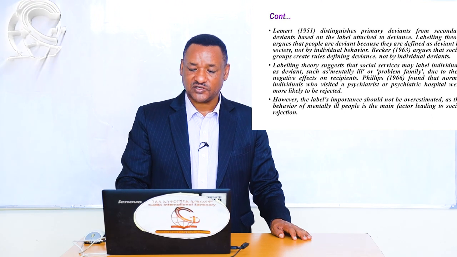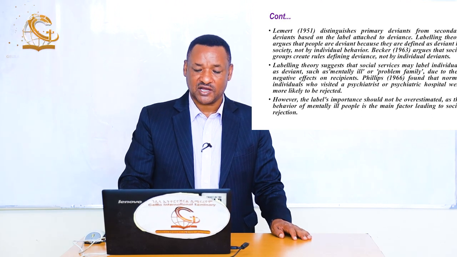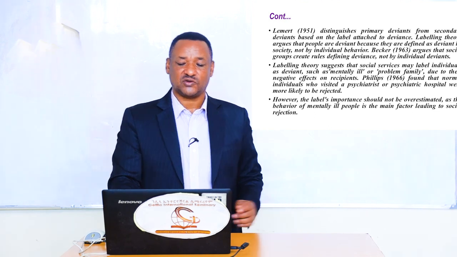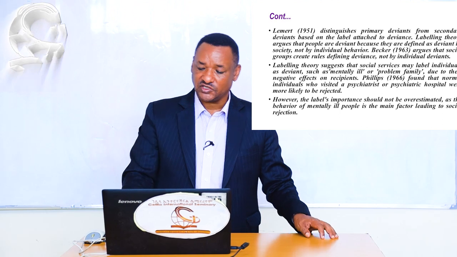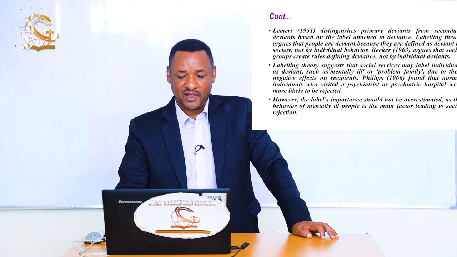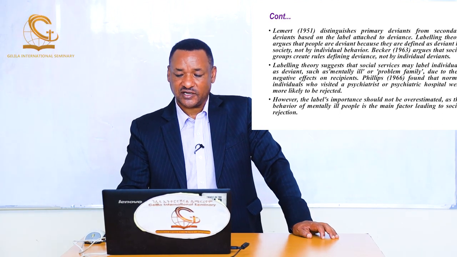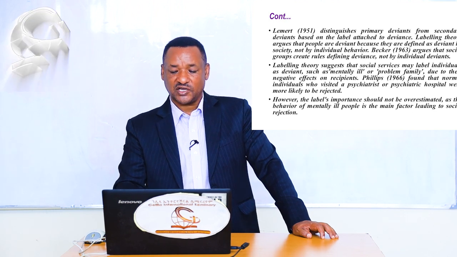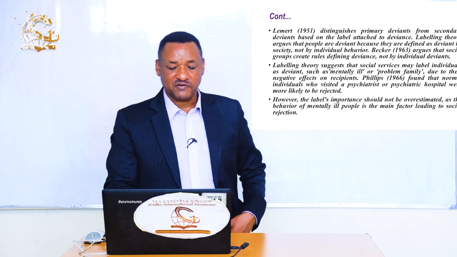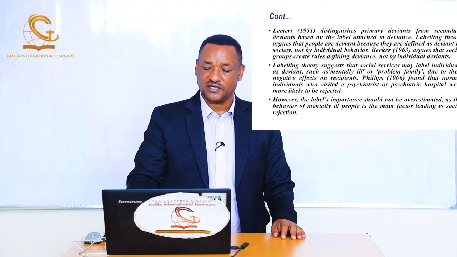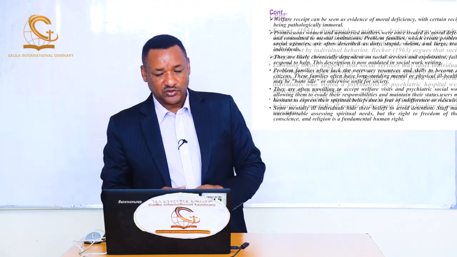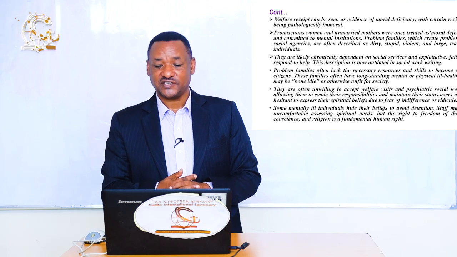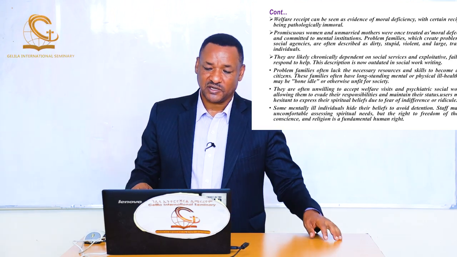Labeling theory suggests that social services may label individuals as deviant, such as mentally ill or problem family, due to their negative effects on recipients. Philip, 1996, found that normal individuals who visited a psychiatrist or psychiatric hospital were more likely to be rejected. However, the label's importance should not be overstated, as the behavior of mentally ill people is the main factor leading to social rejection. So welfare receipt can be seen as evidence of moral deficiencies, with certain recipients being pathologically immoral.